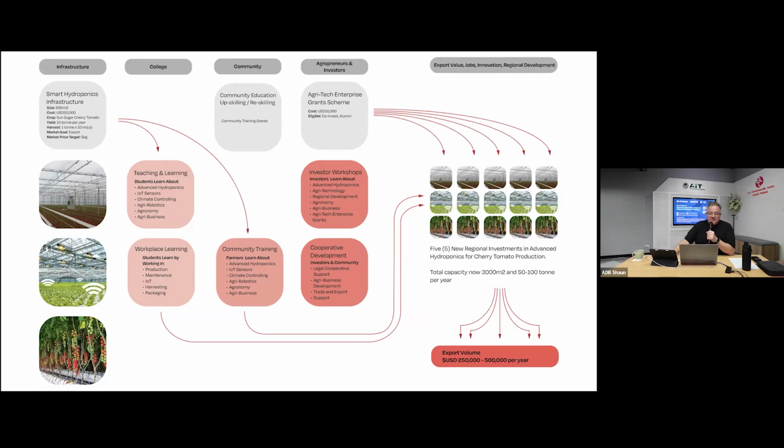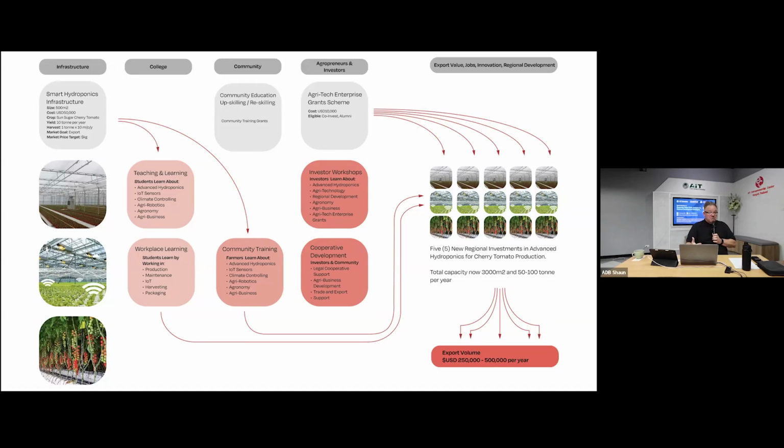So if we were to invest, say, $50,000 in one of these facilities at a college in Thailand, providing the infrastructure, the training, the development, et cetera, we could build one of these advanced facilities there. With that, the college could frame some of their teaching and learning around that to teach about advanced hydroponics, IoT sensors, climate controlling environments, agri-robotics, agronomy, and agribusiness.